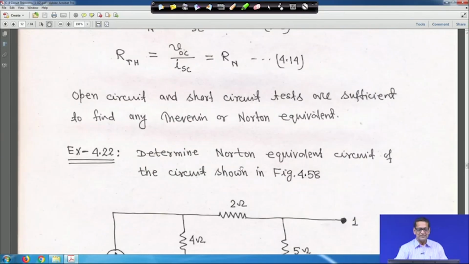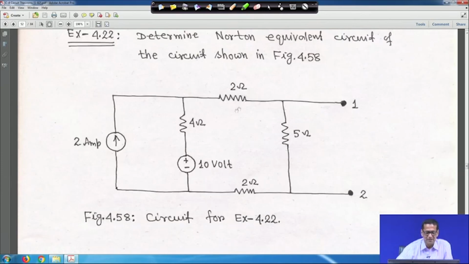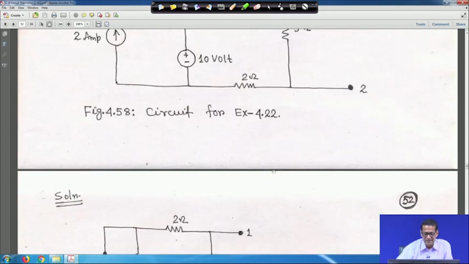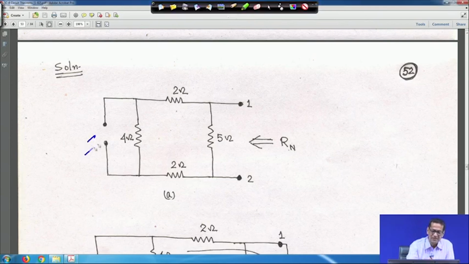With this, just one example: determine the Norton equivalent circuit of the circuit shown in figure 58. There is a 2 ampere independent source and a 10 volt source, and 4 ohm, 2 ohm, 5 ohm and 2 ohm resistances. To get the Norton equivalent circuit, first R Norton is equal to R Thevenin, that means the current source is open and the voltage source is shorted.